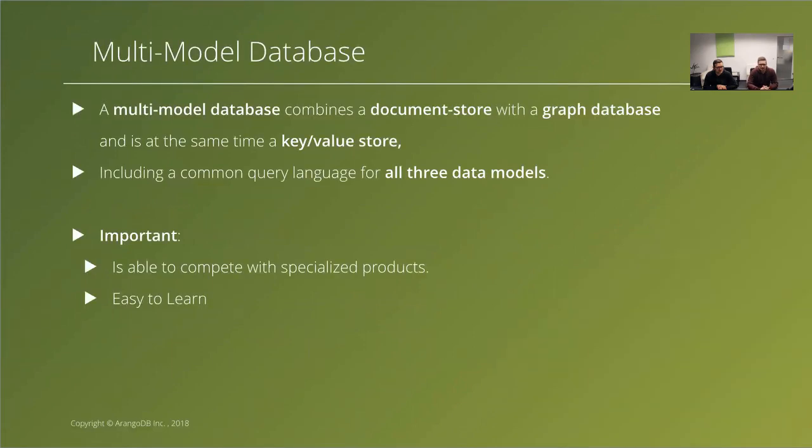So let's talk about multimodal databases. What is a multimodal database? A multimodal database combines a document store, a graph database, and also a key value store. To query all of those types, there is one query language for all three data models. And what is very important is that it is able to compete with specialized products and is quite easy to learn.